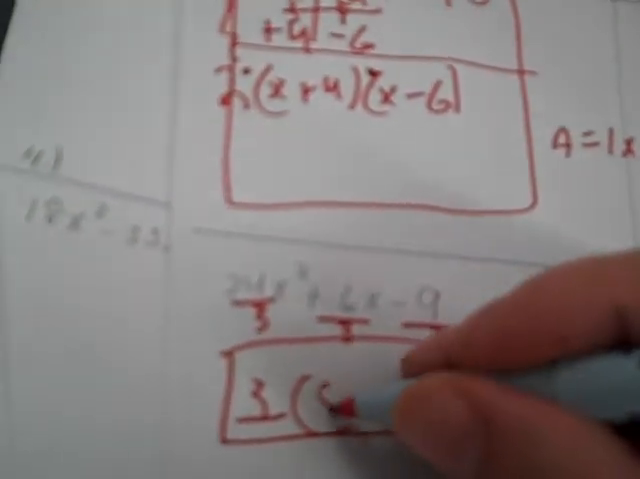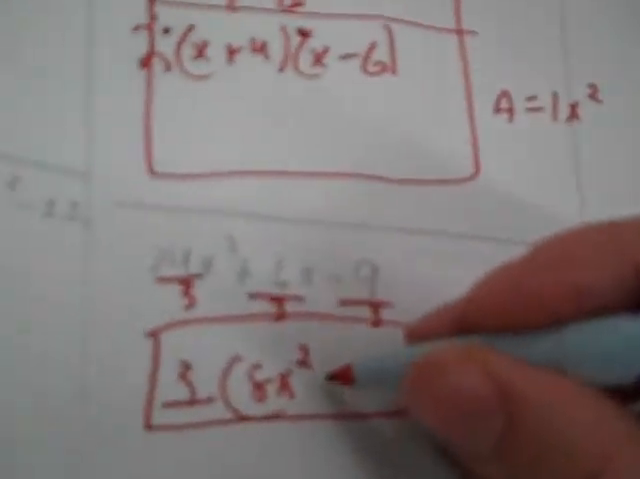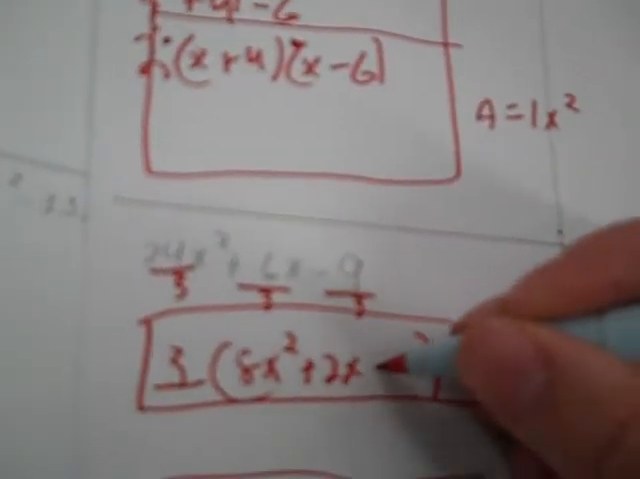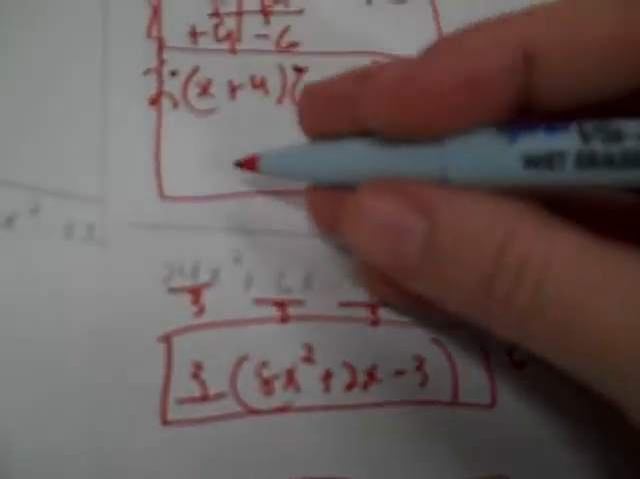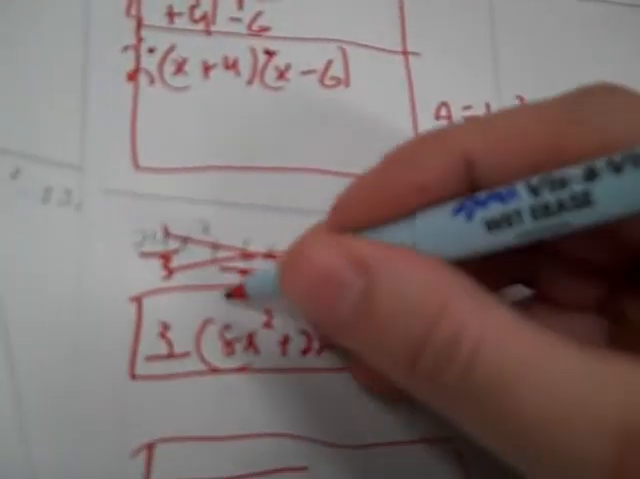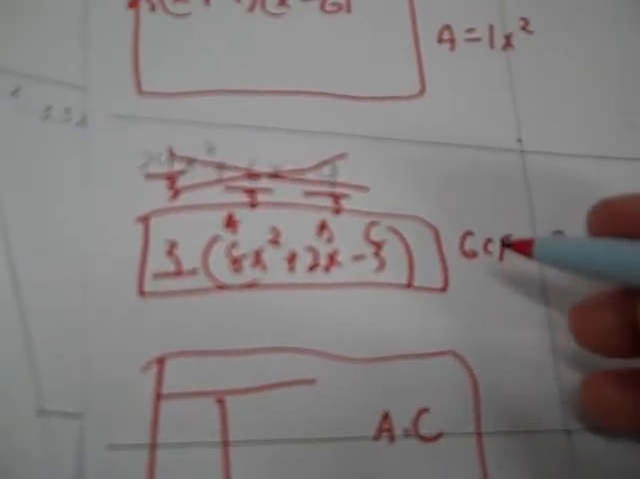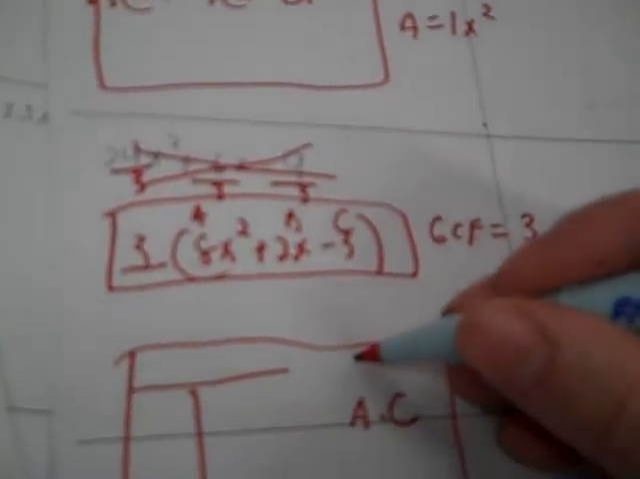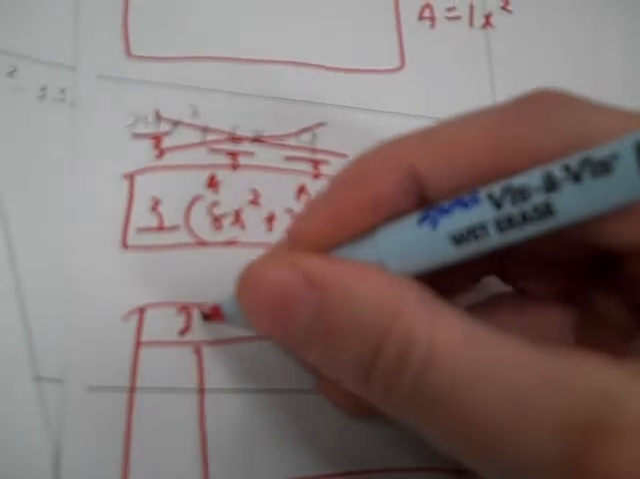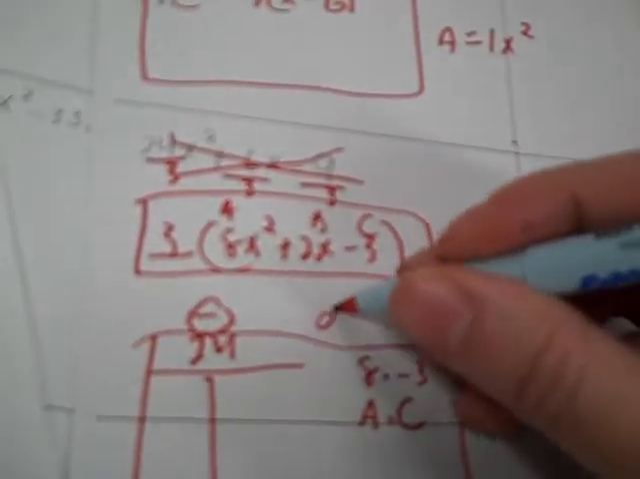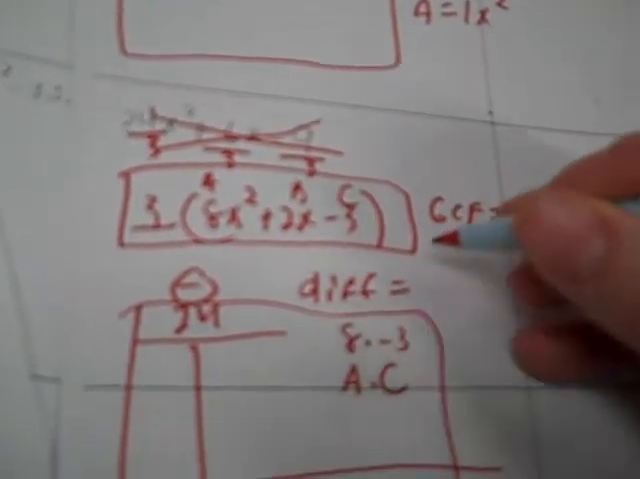So that's going to be 8x squared plus 2x minus 3, okay? Now remember, the ABC test takes place here now. Okay, so A times C, and that's good, because if I can get smaller numbers, that's going to make it a lot easier. Okay, so positive 8 times negative 3, that's negative 24, so that's going to be me looking for a difference of 2.